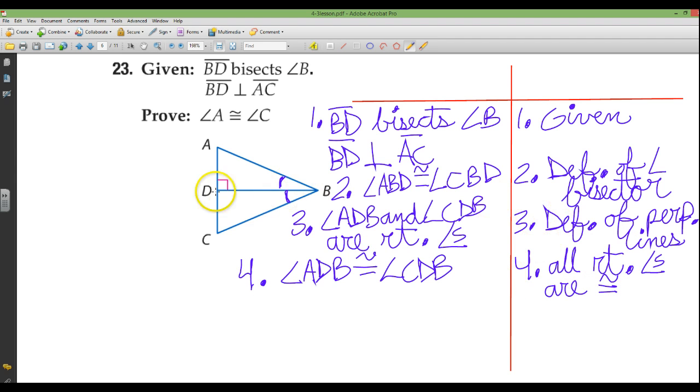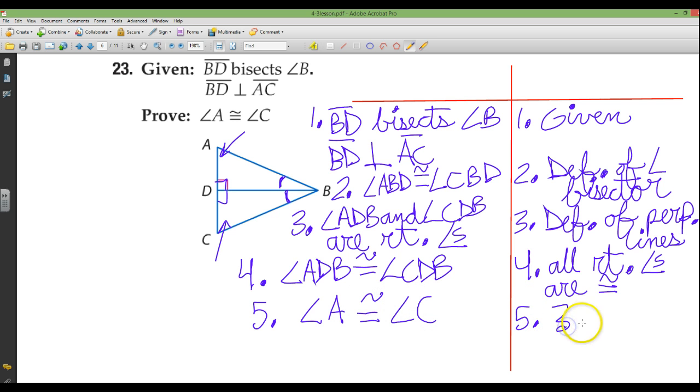And now we have a pair of angles here congruent, a pair of angles there congruent. So then by the third angles theorem, we can say that the third pair of angles will be congruent. So third angles theorem, A is congruent to angle C.